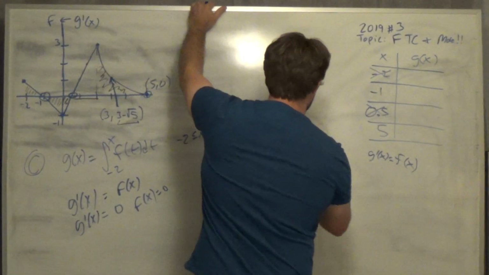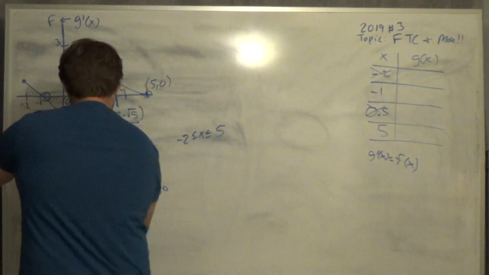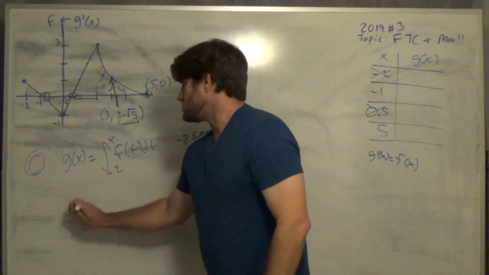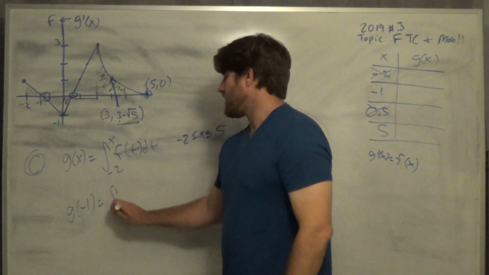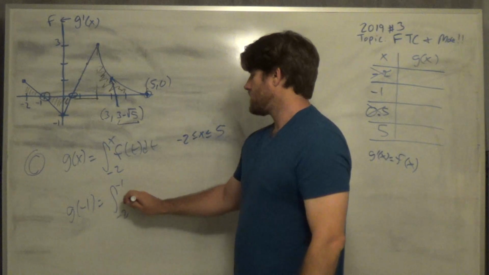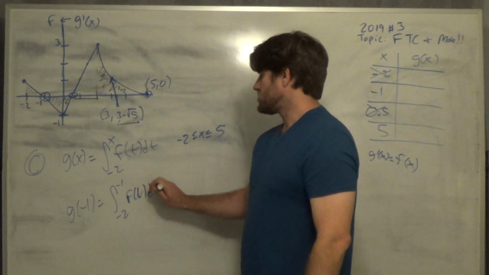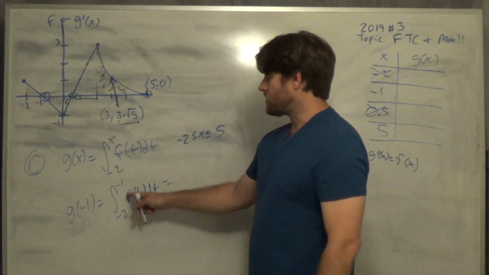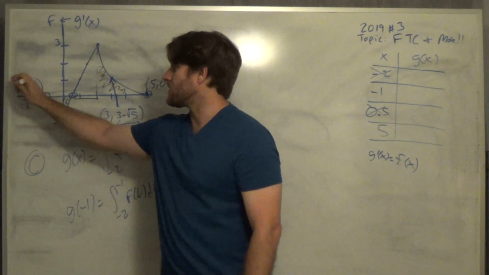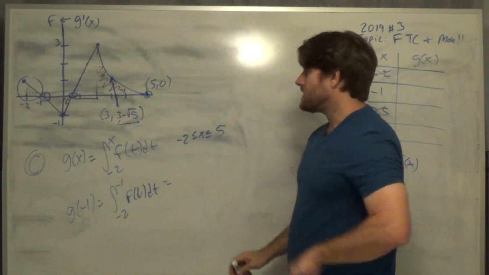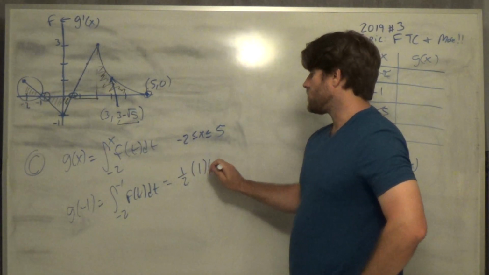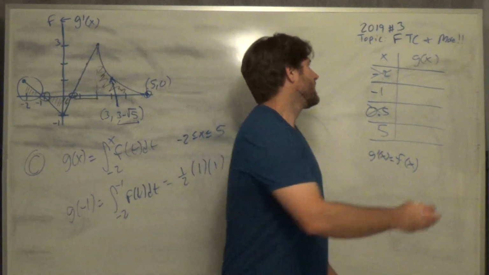All right, so how am I going to find g of negative 1? Well, I'm just going to plug it in. G of negative 1 is the area from negative 2 to negative 1, which is simply the area underneath the graph of f from negative 2 to negative 1. They just want this area right here. And that is going to be 1/2 base times height. The base is 1, the height is 1, and that's a half. Nice.